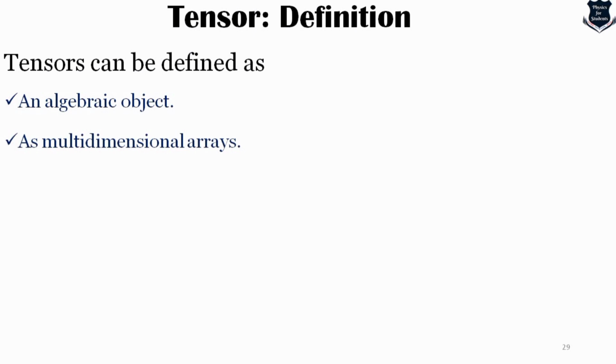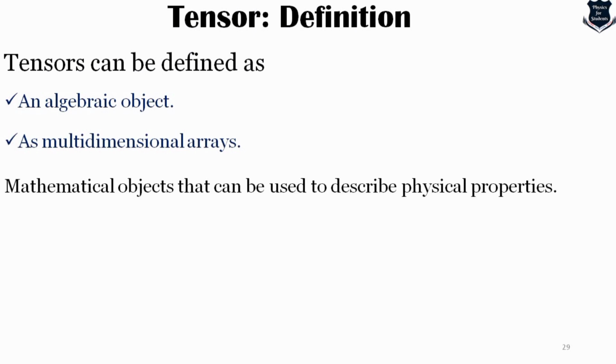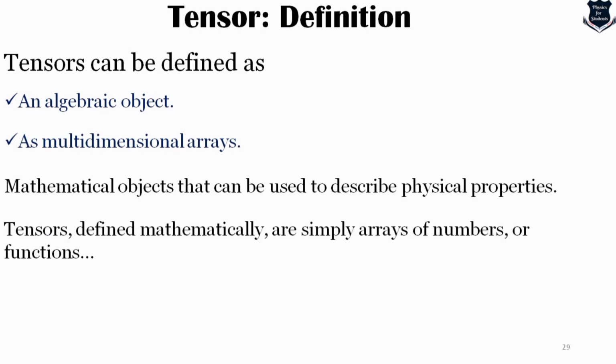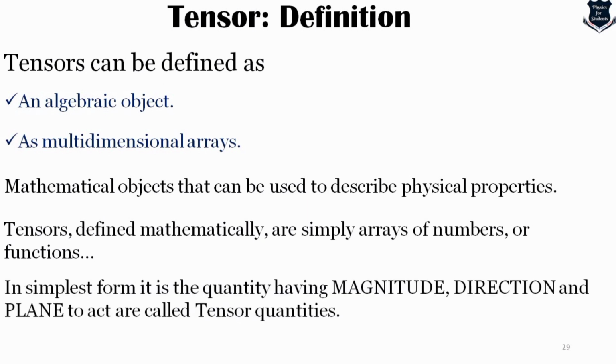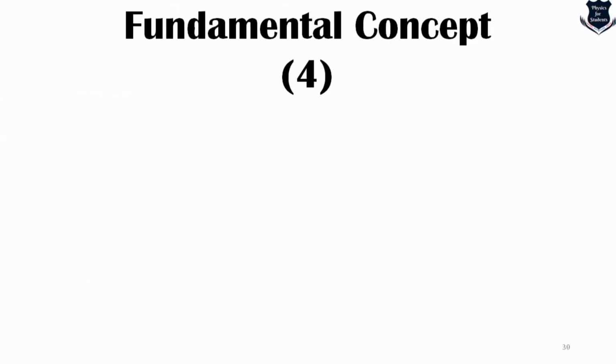It can be defined as an algebraic object, a multi-dimensional array, a mathematical object that can be used to describe physical properties, and in its simplest form it is a quantity having magnitude, direction, and a plane. Magnitude and direction we already know are covered by vectors, while the plane is called a tensor quantity.